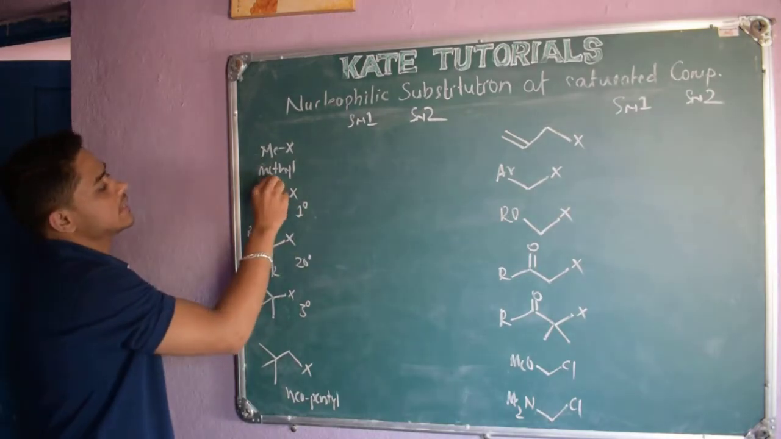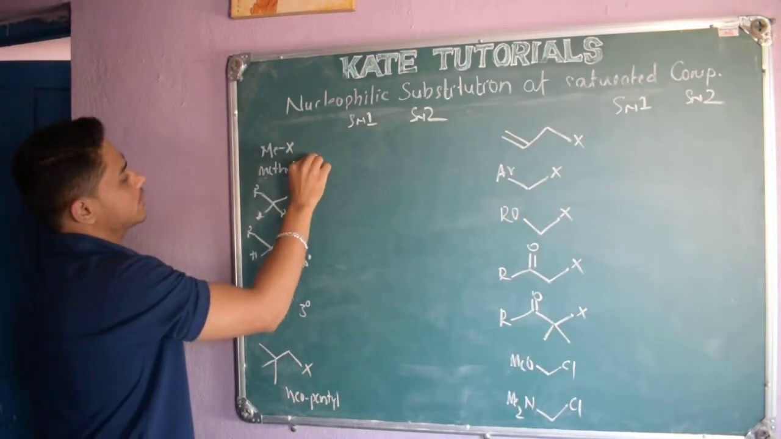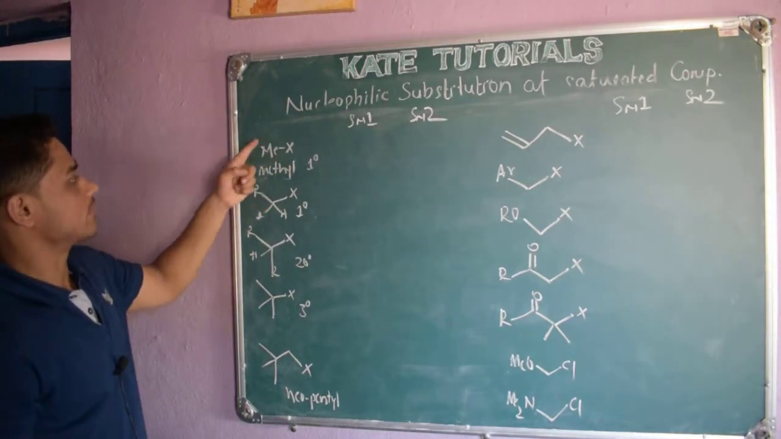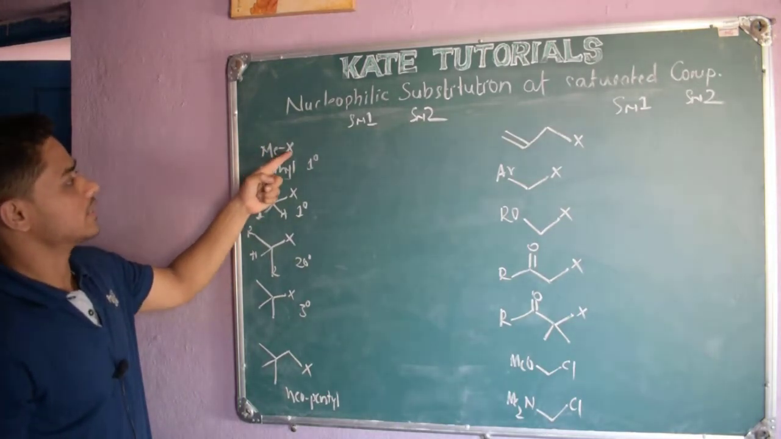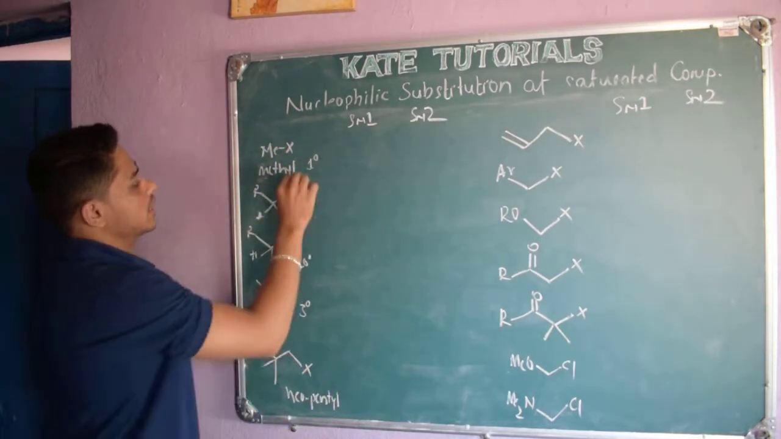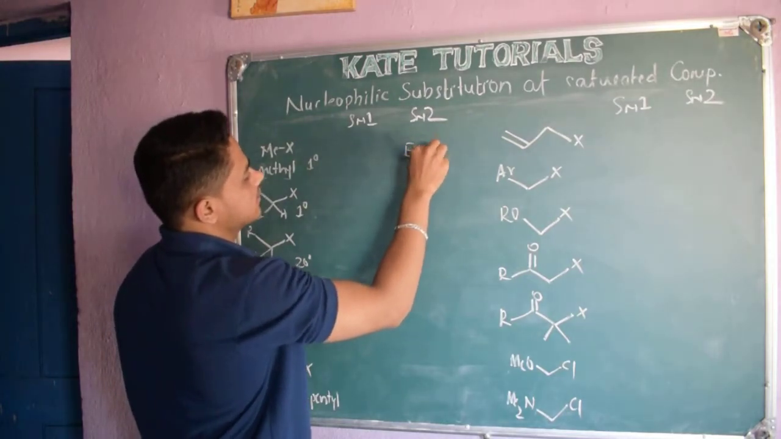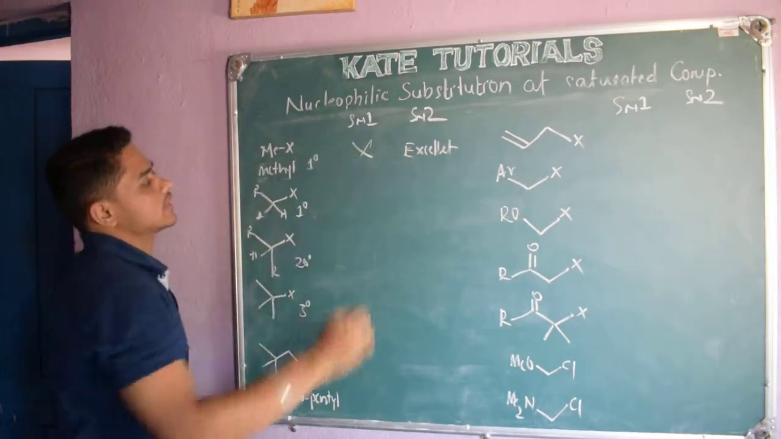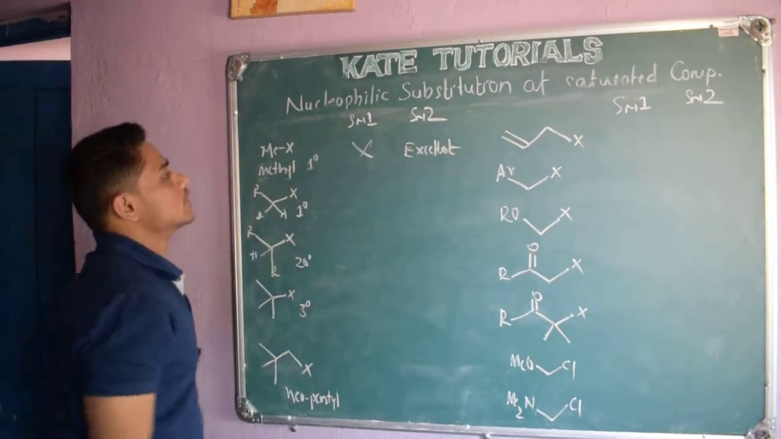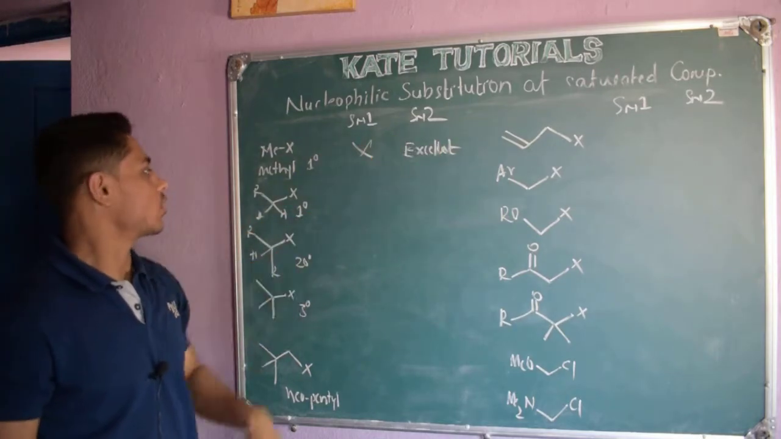See here, this is nothing but methyl attached to a halogen, right? So this is a primary carbon. The carbon is having 3 hydrogens and 1 X group. Primary carbons will always give SN2 reaction. It will give 100% SN2, so it will be excellent here, and this won't give SN1 reaction. Excellently it will give SN2 reaction, not SN1.